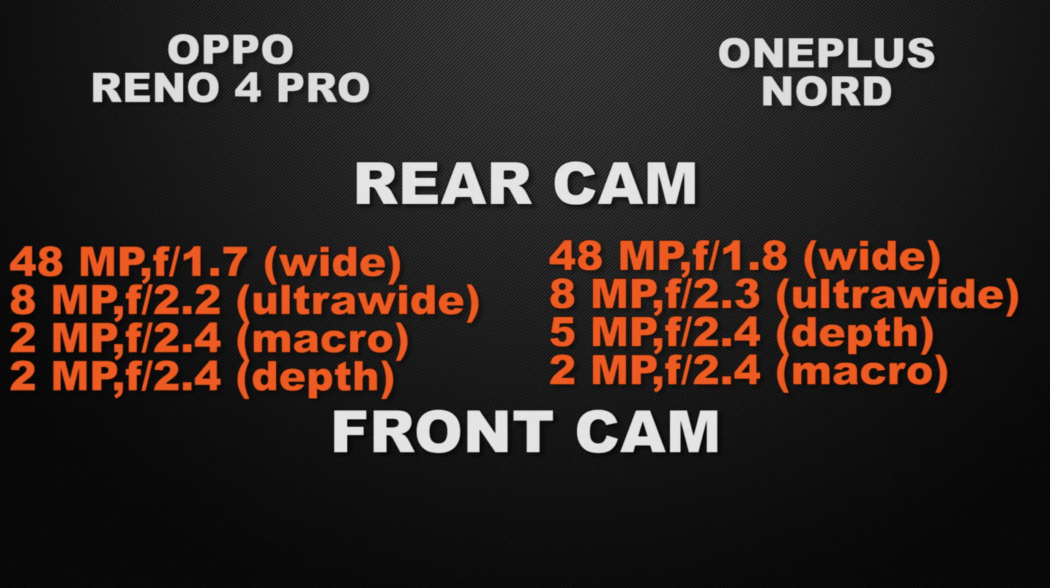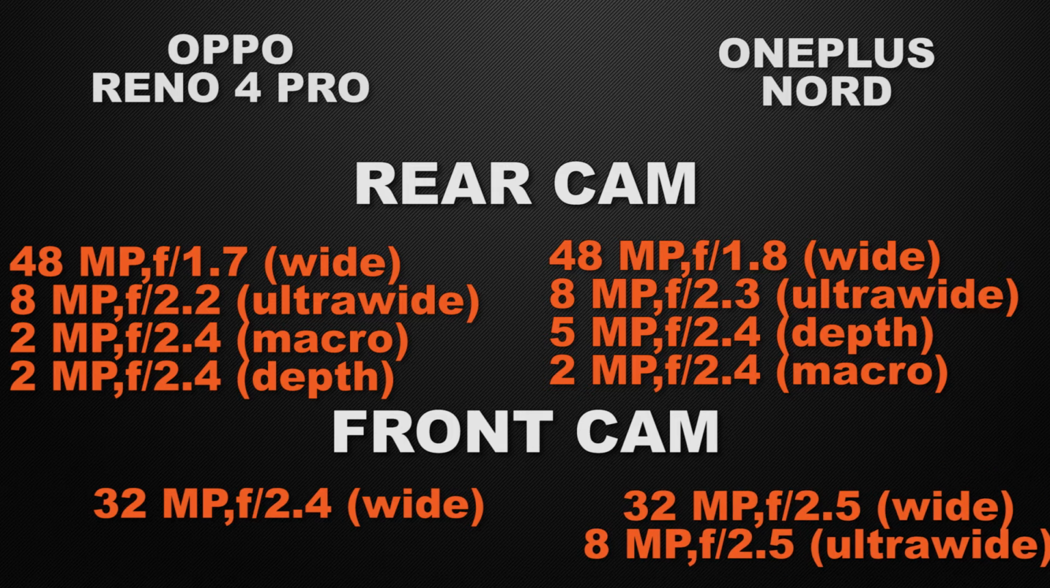And about the front camera of the devices, Reno 4 Pro has a 32 megapixel wide camera and Nord has a dual camera setup, 32 megapixel wide camera and 8 megapixel ultra wide camera. So the winner here is OnePlus Nord because of the dual camera setup.